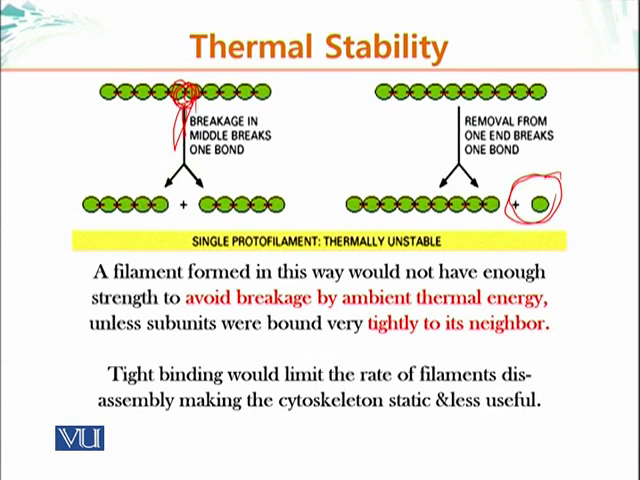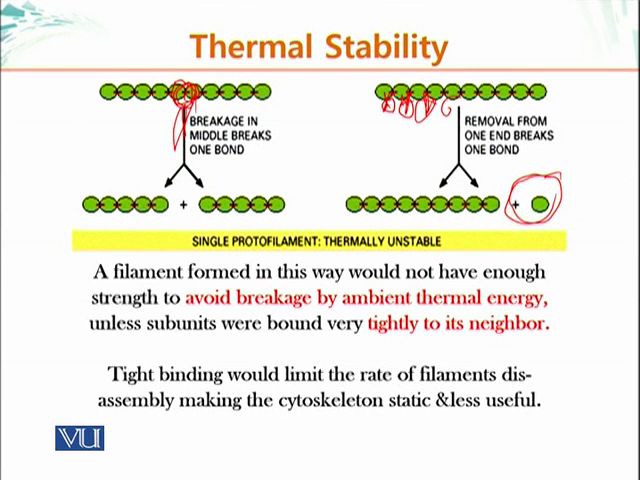A filament formed in this way would not have enough strength to avoid breakage by ambient thermal energy unless subunits were bound very tightly to their neighbors. So if there were more of these subunits here, and more bonding between these subunits and the lateral subunits, the structure will be more stable, thermally more stable.